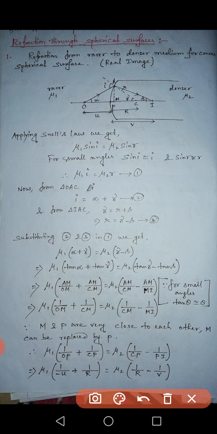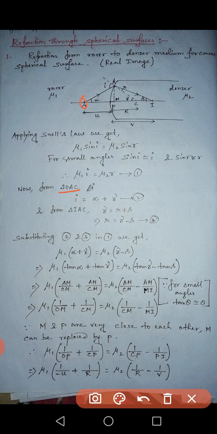Okay. Now for small angles, sin i is nearly equal to i, and sin r is nearly equal to r, so we are just replacing sin i and sin r with i and r. This is given equation number 1. Next, from triangle OAC, remember the name of this triangle because in all the derivations we are using the same triangle, OAC. So the name of the triangle will always be the same, OAC.